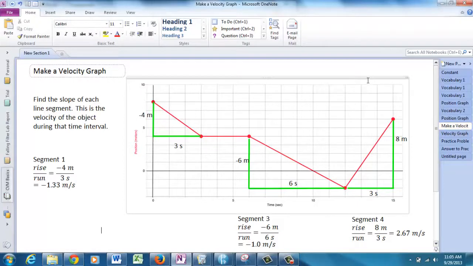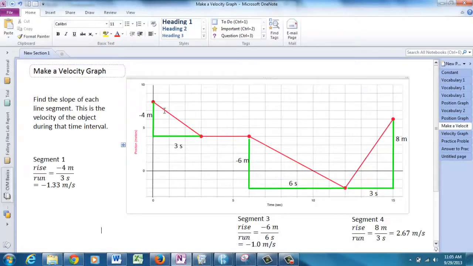Now I would like to look at how to make a velocity graph given a position versus time graph. And the way to do that is to look and find the slope of each of these different line segments. And that number we get for the slope is the value for the velocity for the object during different time intervals. So this is segment 1, and the green lines I've shown here show us how to find the slope with the rise over run.